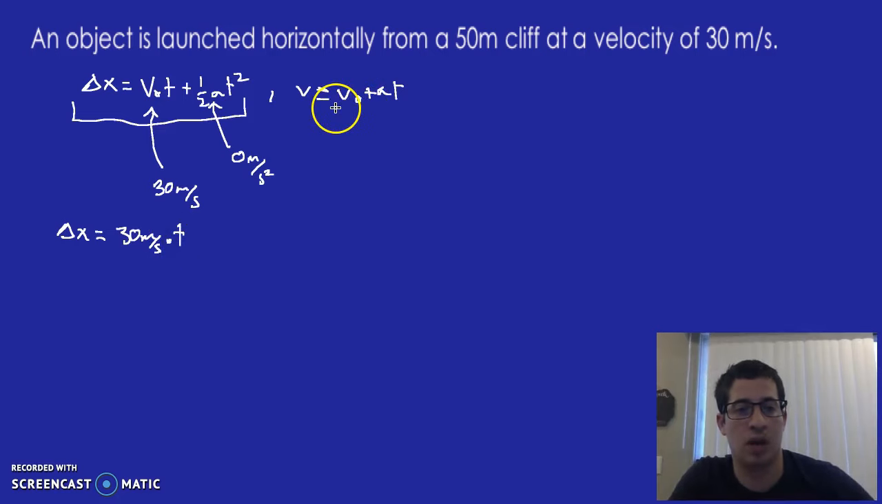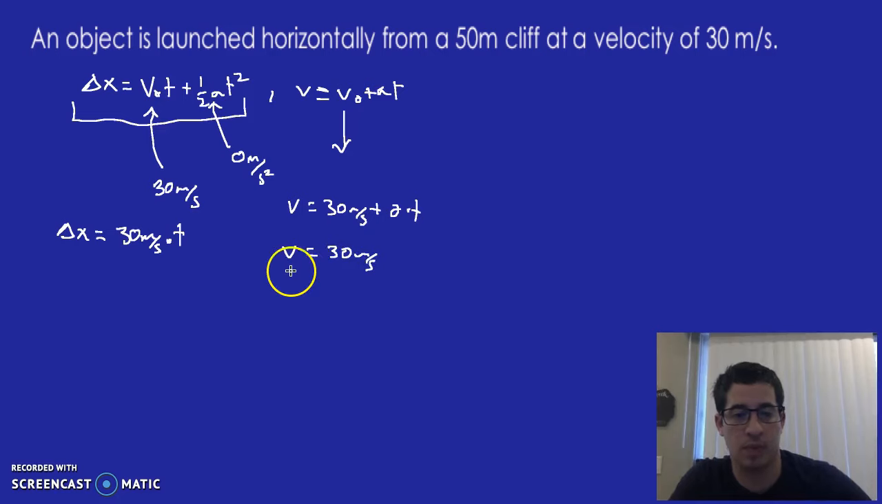Now I want you to go ahead and do the equation for velocity. You should get that it's equal to 30 meters per second plus 0 times t. So just v equals 30 meters per second. Pretty straightforward. That's for x.